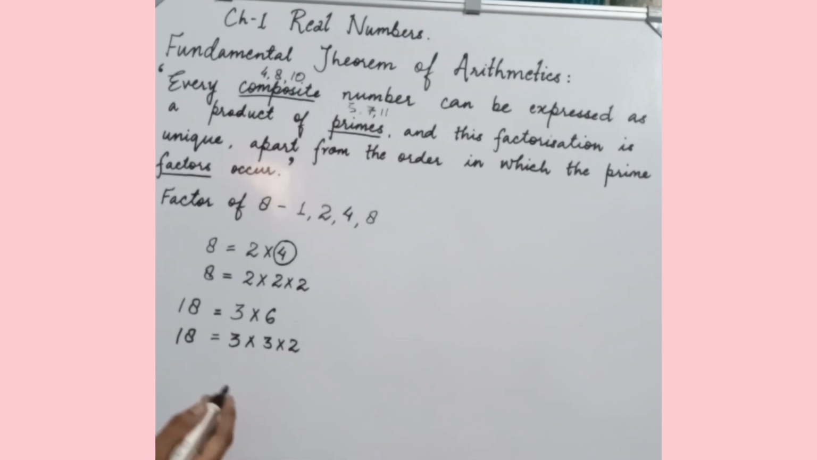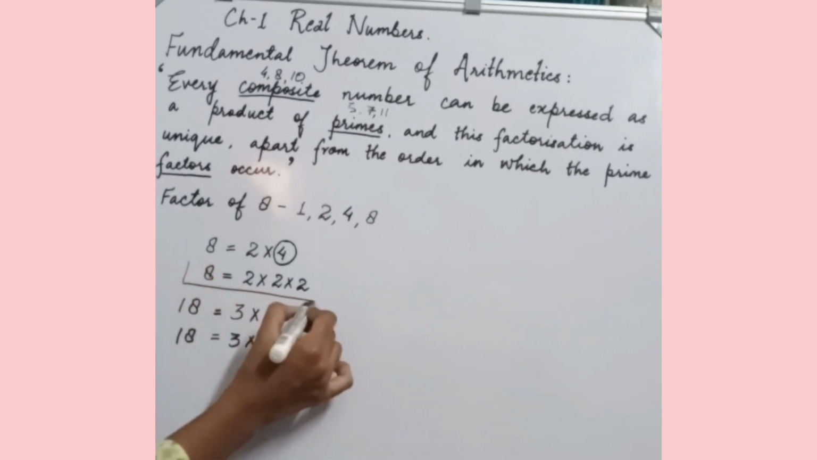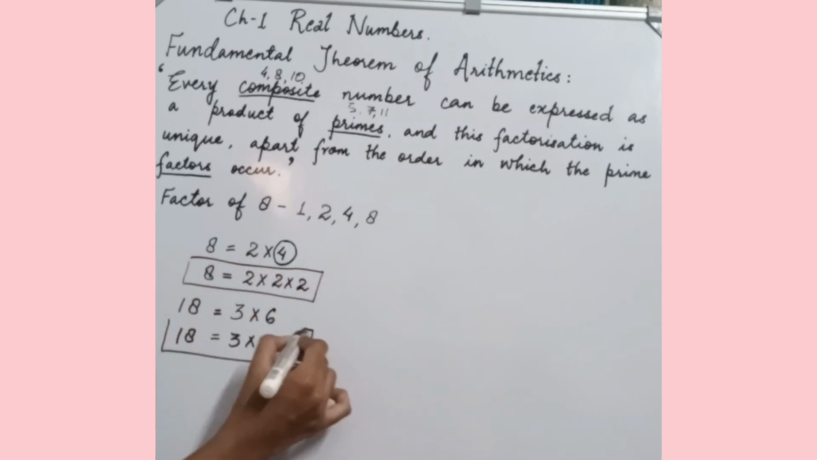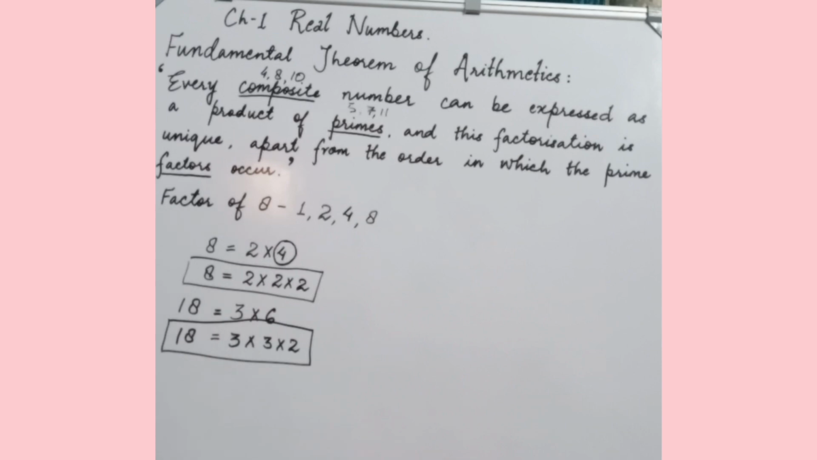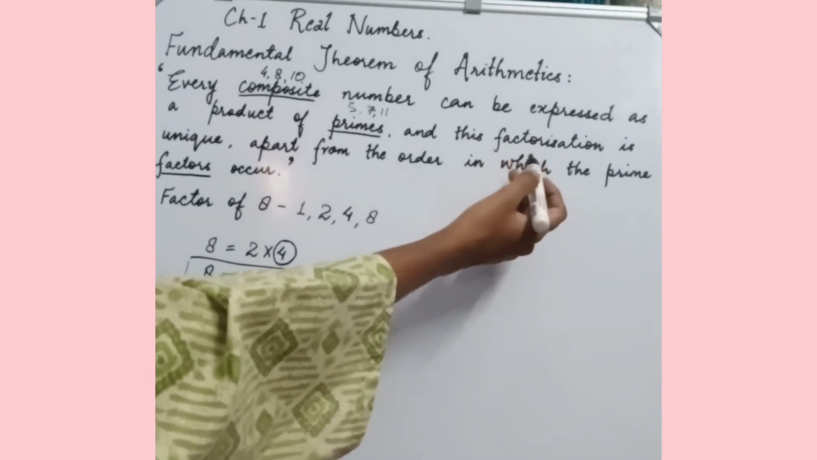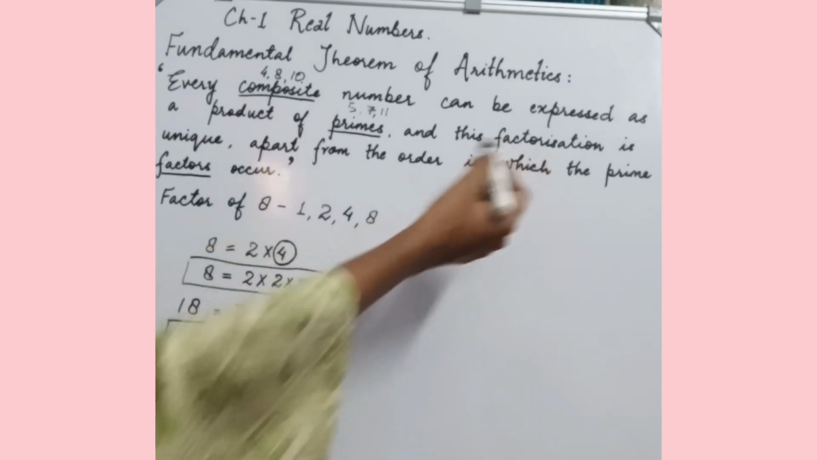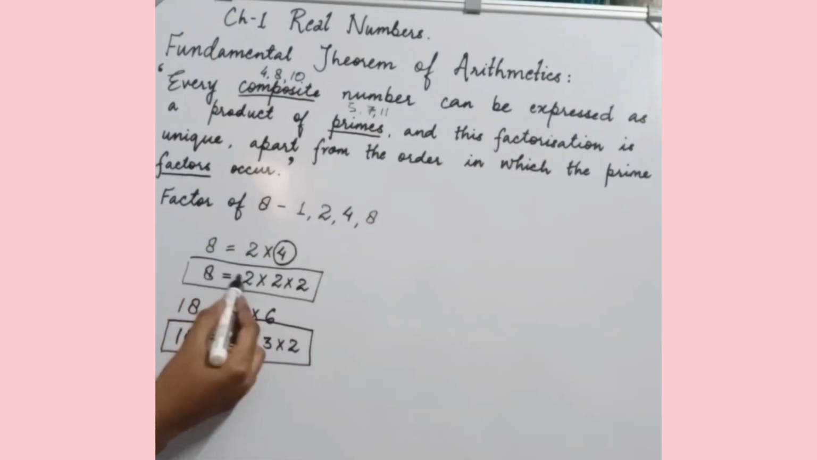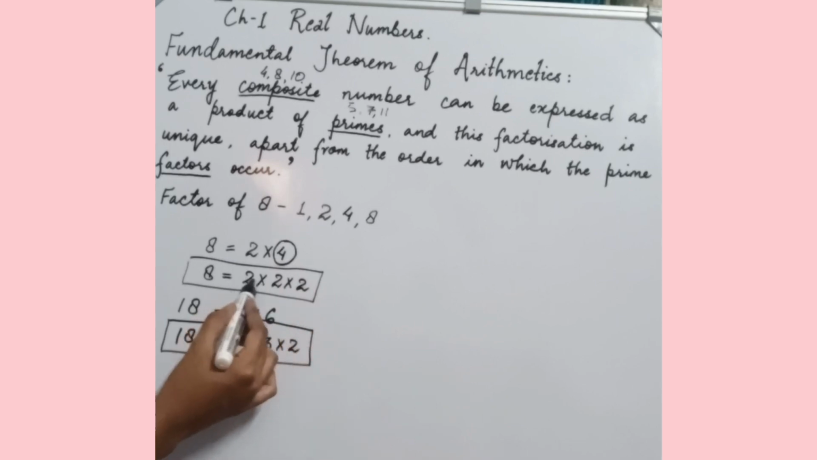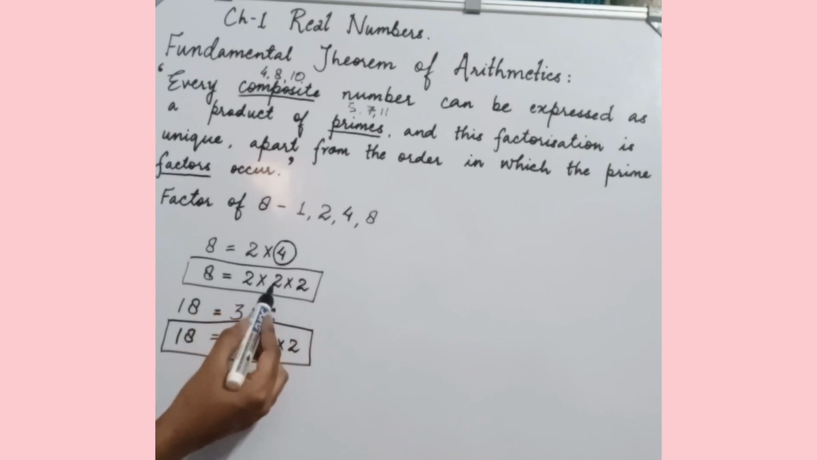Okay. Now this expression that we have found for our composite numbers is called factorization. Why? Because factorization is made from the word factor. So see, we have written 8 in terms of its factors. We have written 8 as a product of factors, and that too which kind of factors? Prime factors. So this is in fact called prime factorization.